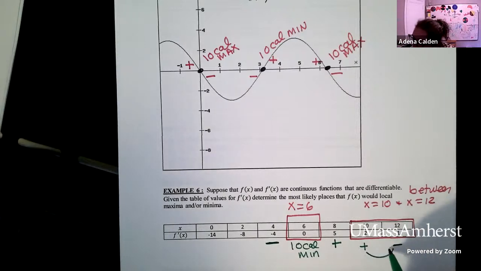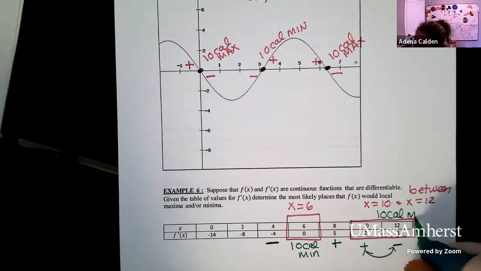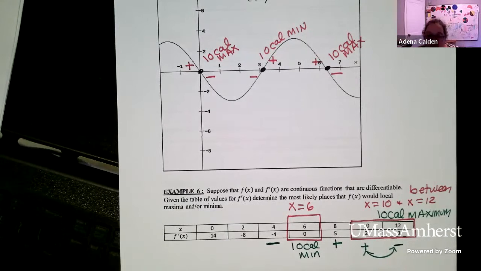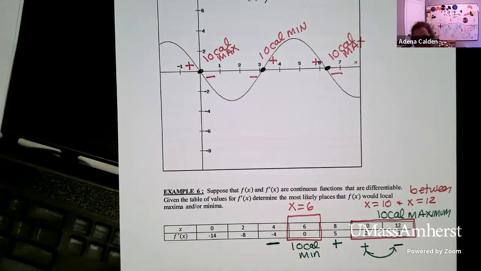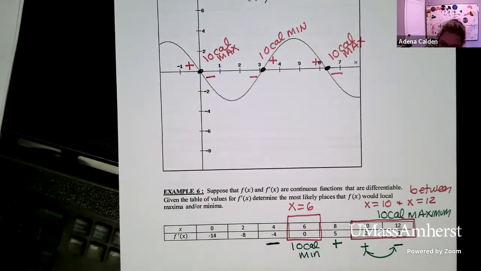Similarly, we see that we start off positive at 10 and we're negative at 12. If we change from positive to negative, that makes the critical point in here a local maximum. Okay, so because we know the direction they're changing, negative to positive or positive to negative, that is how we link it up to the test to determine if they're local minimums or maximums.